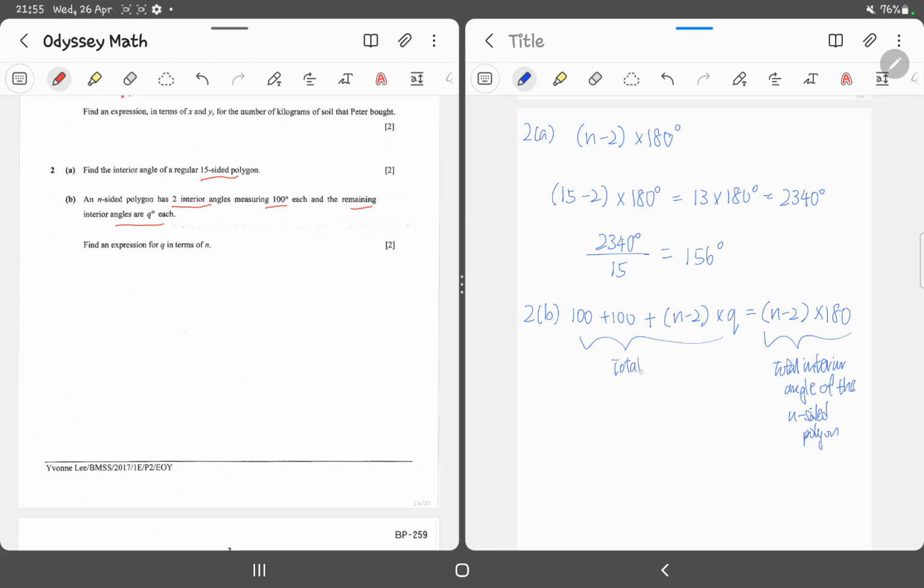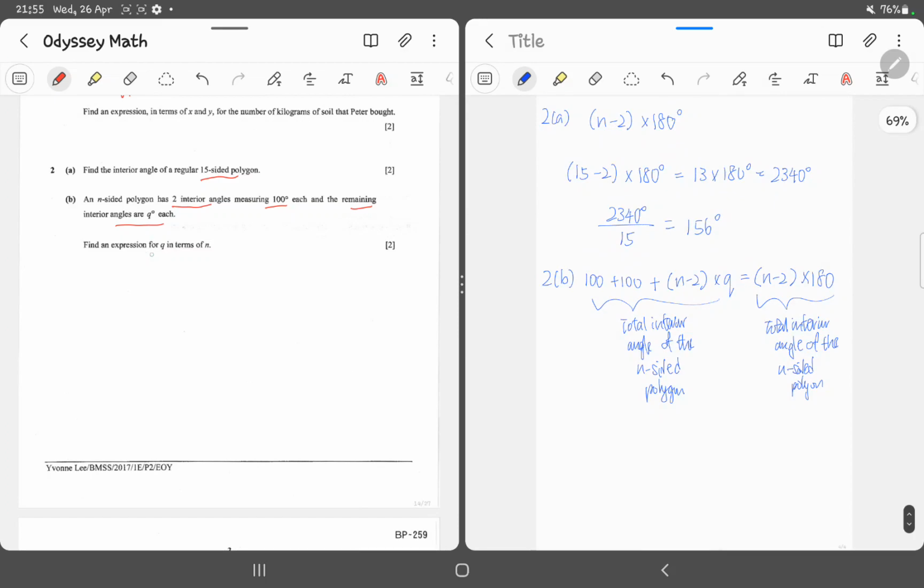This measures the total interior angle of the n-sided polygon. Same thing, this also measures the total interior angle of the n-sided polygon. So based on this equation, we can find an expression for q in terms of n. So we make q the subject. 100 plus 100 is 200, plus (n minus 2) times q, equals (n minus 2) times 180, right? So this is 200 plus n times q is nq, minus 2 times q is minus 2q, correct?